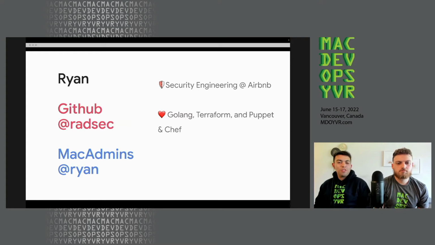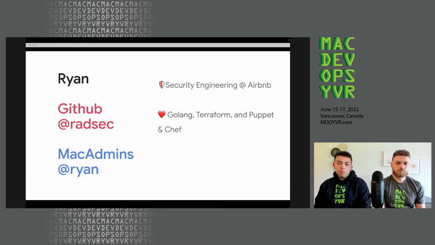Cool. Thank you. Sorry about that. My name is Ryan Deers. I work on the security engineering team here at Airbnb. I work a lot with Brandon's team on the client engineering side with the endpoint security. So that's my first hat, endpoint protection. And then my second hat is infrastructure security, so working a lot with Terraform.